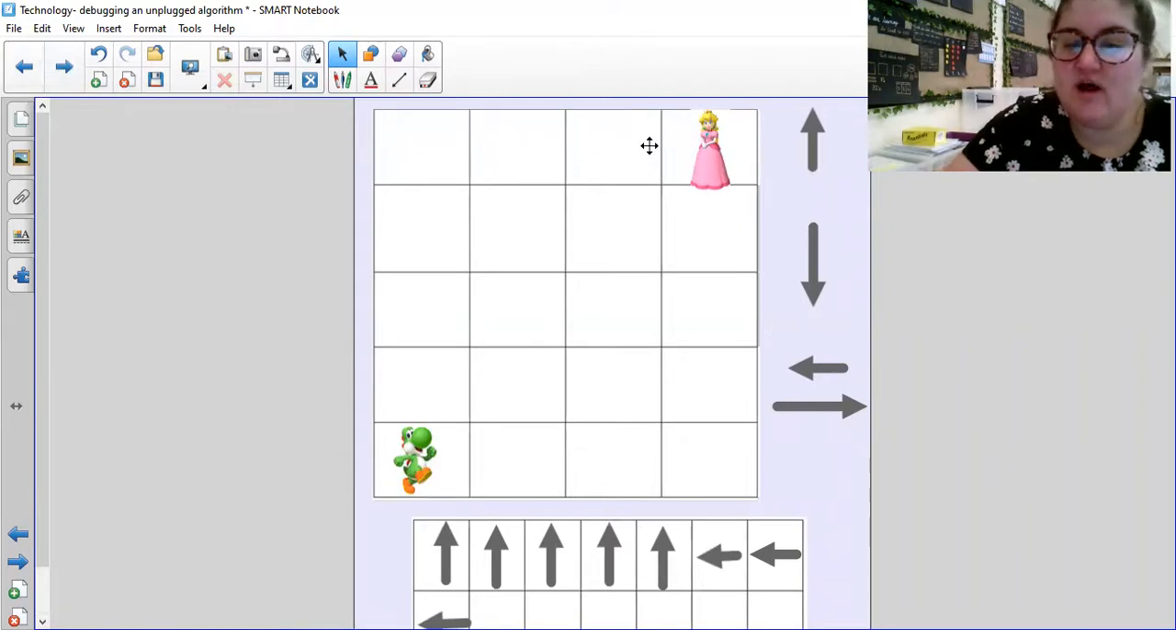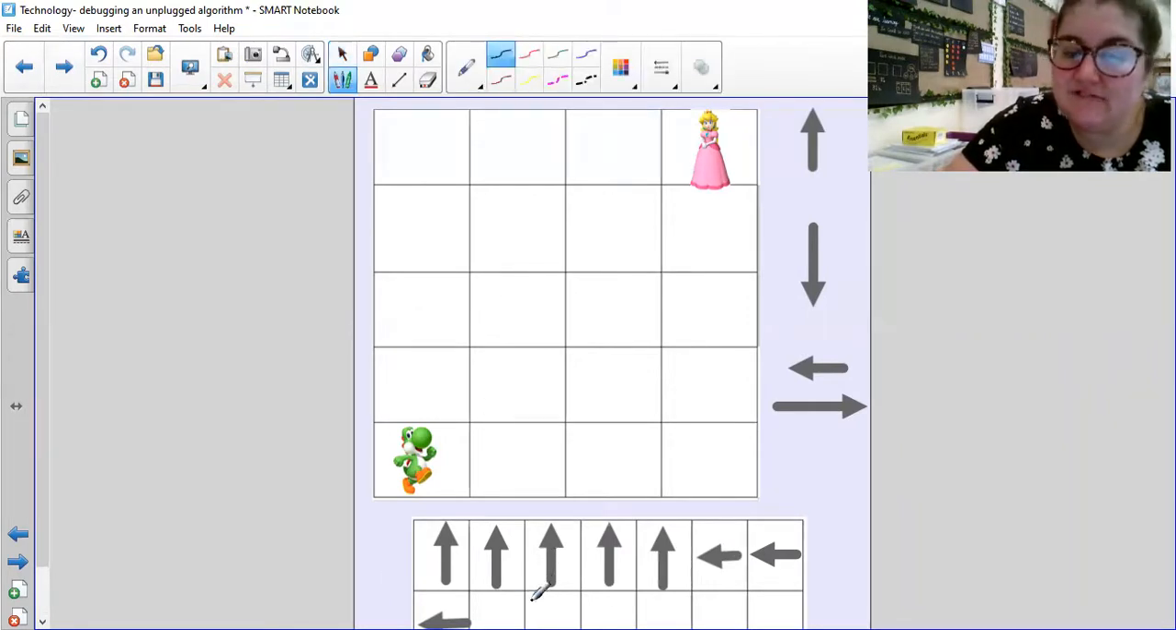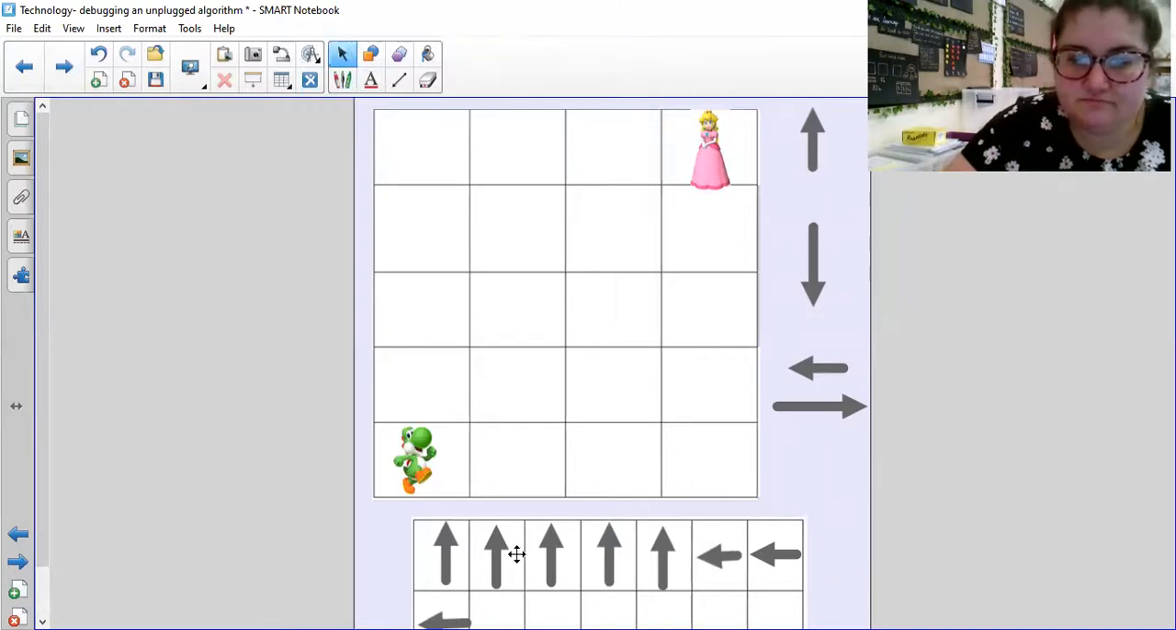We've got Yoshi trying to get to Princess Peach, and down here is our algorithm. So all I'm going to do at the moment is follow that algorithm, okay? My first instruction is to go up 1. There we go. And I can see that I need to go up 1, 2, 3, 4 more times.